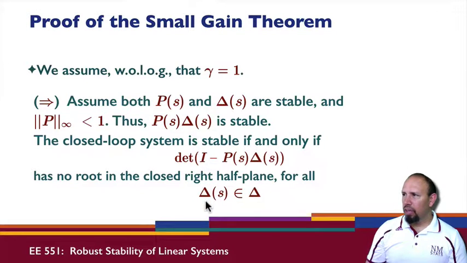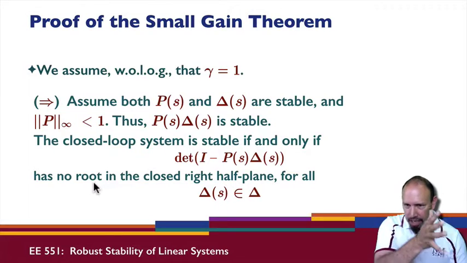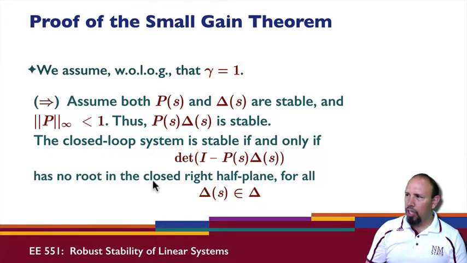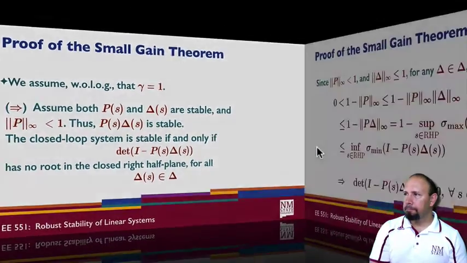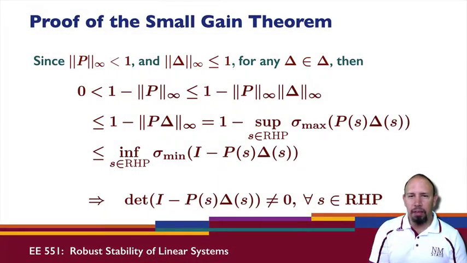Okay, so if it has a root in the right half plane and the axis, if it has a root in the closed right half plane for some delta, then our closed loop system is not guaranteed to be stable. Okay, and the bottom line is, in that case, we can find an uncertainty that will blow us up. All right, so that's the issue.